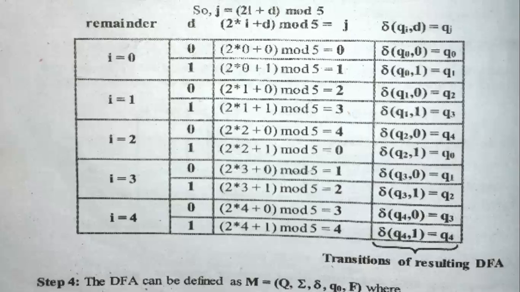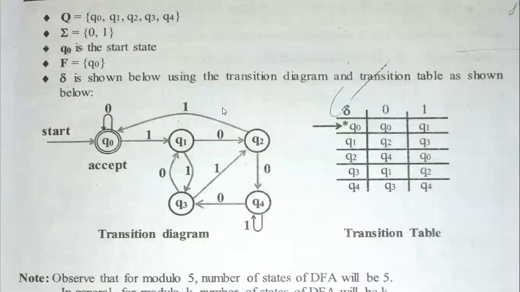Now we need to represent the DFA skeleton as well as the machine representation. So now we'll go for the machine representation. Q will be equal to q0, q1, q2, q3, q4. Then sigma will be equal to 0, 1, the digits we have, which we consider as the alphabet. Then q0 is the start state. Final state: observe it carefully, which should be considered as the final state? How am I deciding that q0 will be the final state?